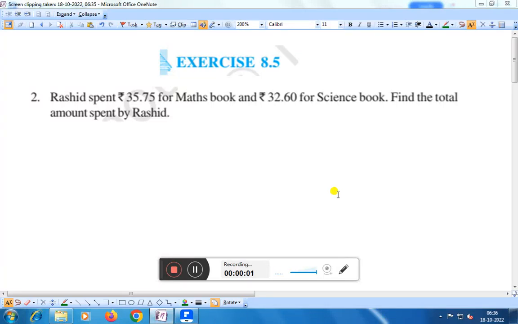Hello everyone. Today we shall discuss exercise 8.5 question number 2. Rashid spent rupees 35.75 for maths book and rupees 32.60 for science book. Find the total amount spent by Rashid. Right? That means you have to add the numbers. Okay. The solution of 2 is you add the numbers.